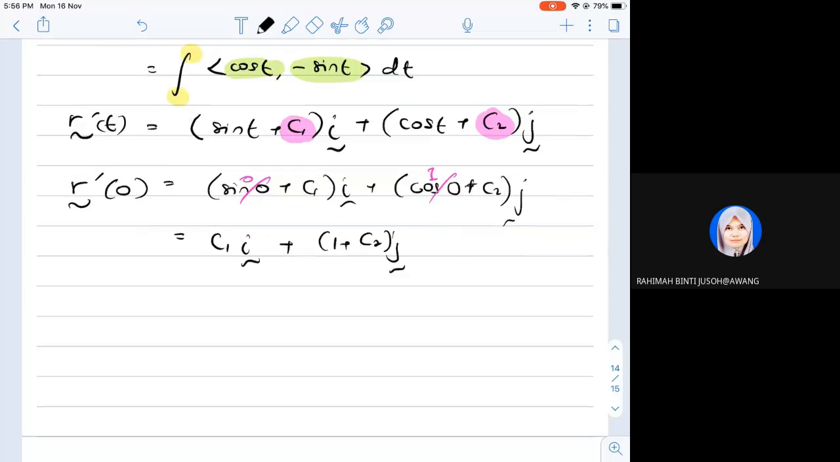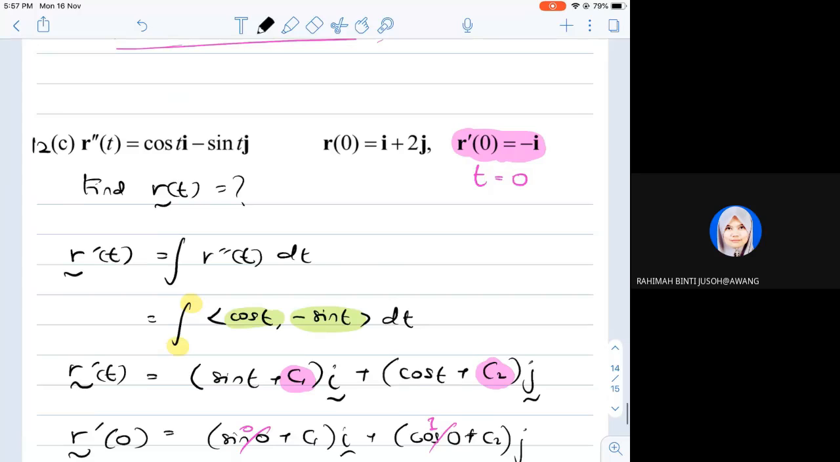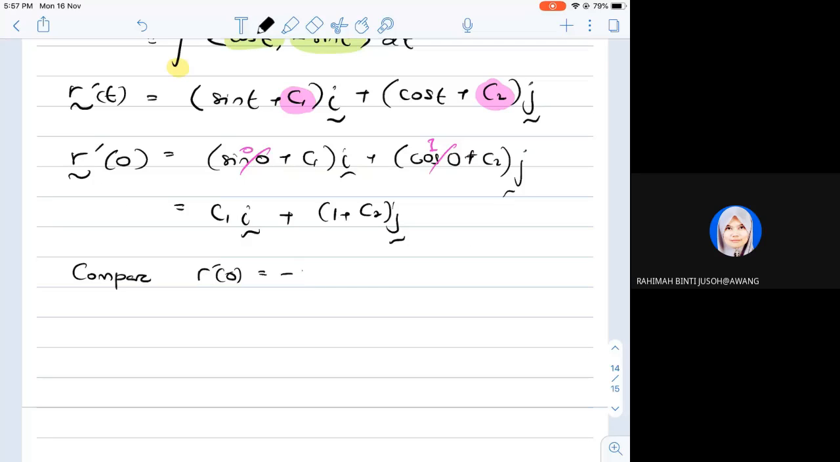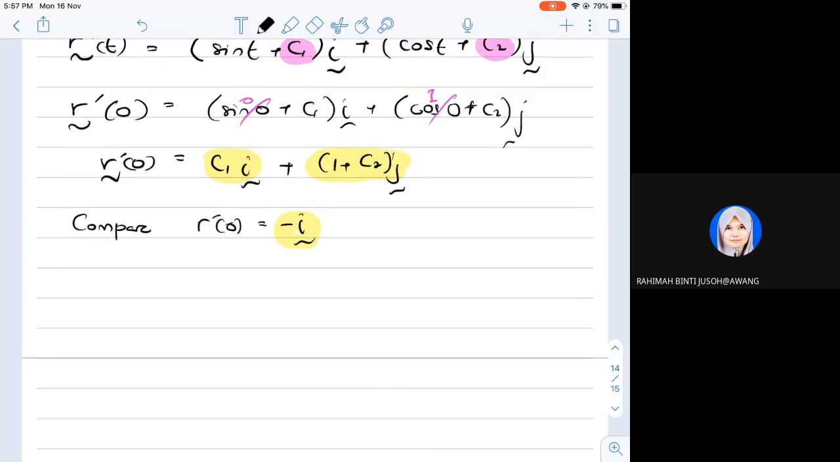Okay, now what you should do is you have to compare with the given R prime 0. Dia bagi R prime 0 equals to negative I. So you kena compare antara dua ni guys. R prime 0 ni yang kita dapat, dengan R prime 0 yang ni. Okay, so you can compare by component lah. You have to compare I with I, J with J. So in this case, if we compare I with I, thus we can get C1 equals to negative 1. And then if we compare J, kat sini ada J tak? Tak ada. No J, right? So 1 plus C2 equals to 0J. So what happens? C2 becomes negative 1.